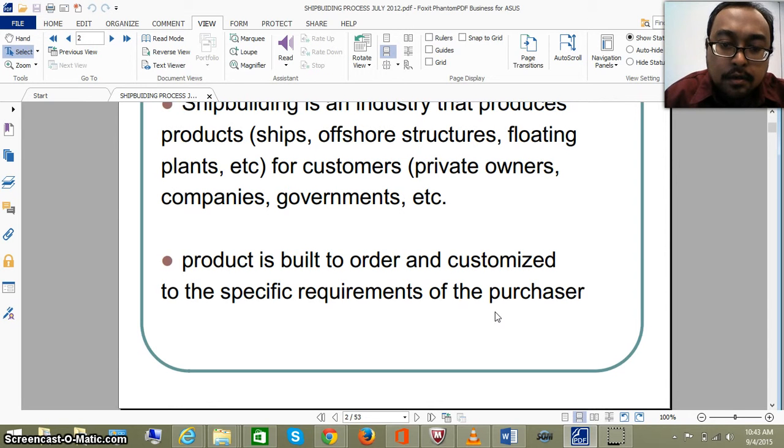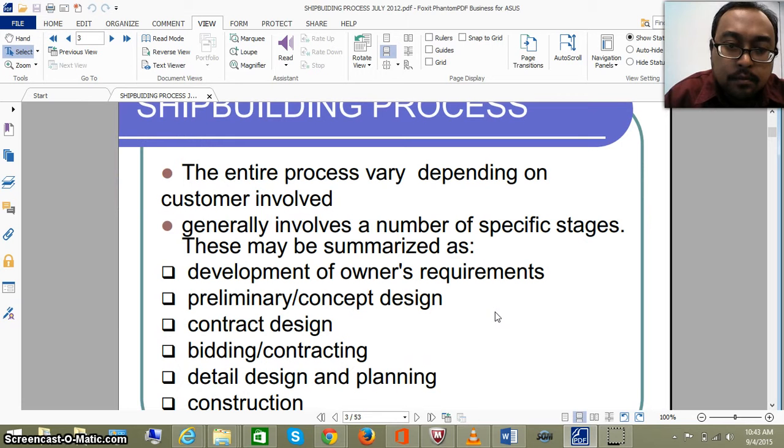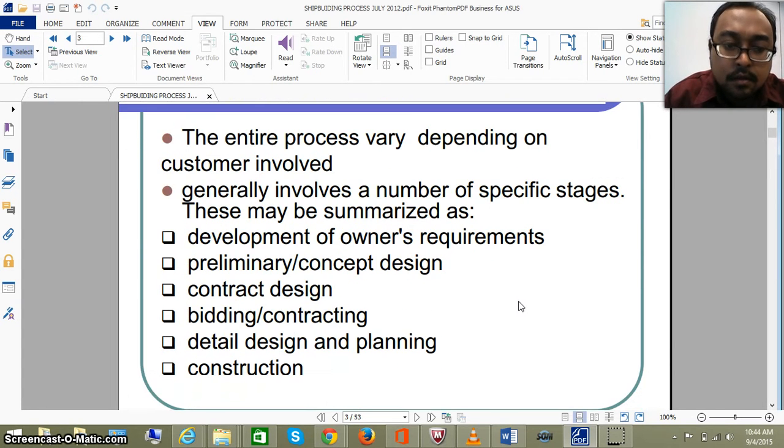The product is built to order and customized to the specific requirements of the purchaser. As we have learned from previous courses, the entire process varies depending on the customer involved. Generally it involves a number of specific stages. Here let's just summarize: first, development of owner's requirements, preliminary concept design, contract design, bidding and contracting, detailed design and planning, and after that the construction.